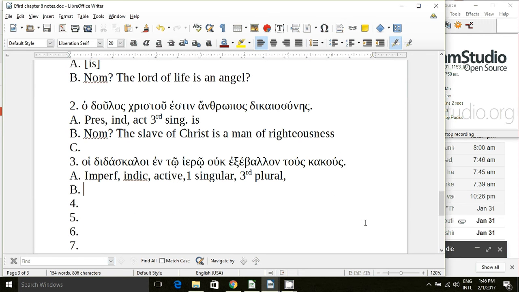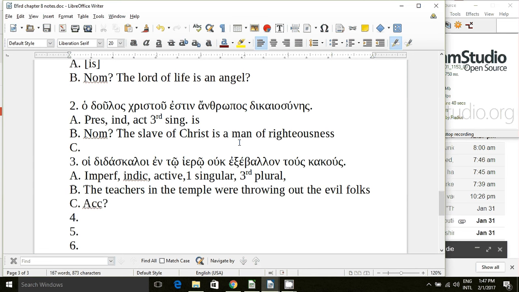And what's our noun in the nominative? It's hoi didaskaloi. So it's the teachers. So now we know our verb is plural. The teachers were throwing out, were tossing out, were casting out. What were they casting out? Where's our accusative? It's tous kakous. They were throwing out the evil people. So the teachers were throwing out the evil folks. En toi hieroi, the teachers in the temple. En toi hieroi and ouk, were not throwing out the evil folks. There's our translation for that.